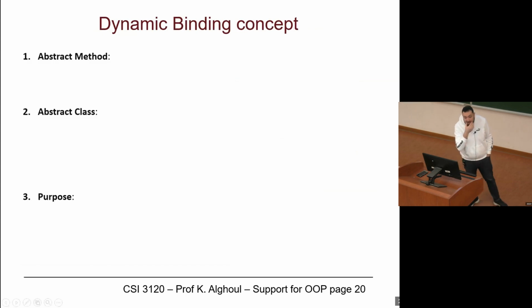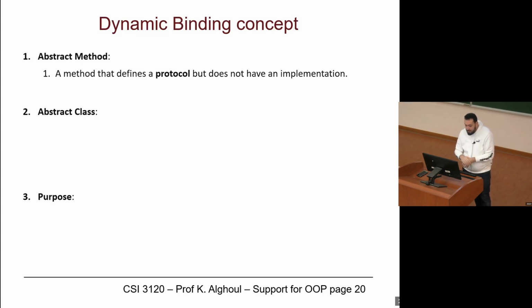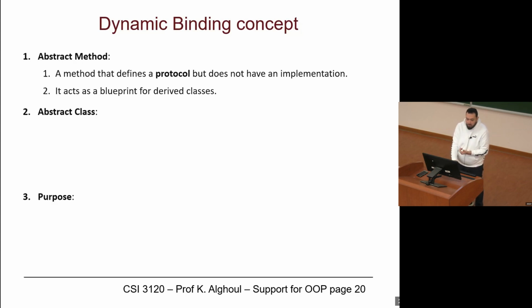So now, if you want to continue with the dynamic binding concept, an abstract method is what? An abstract method is a method that defines a protocol but does not have an implementation. That's when we use the virtual, the one that we saw. So it acts as a blueprint for derived classes. Why is this good? So this is an abstract method, right?